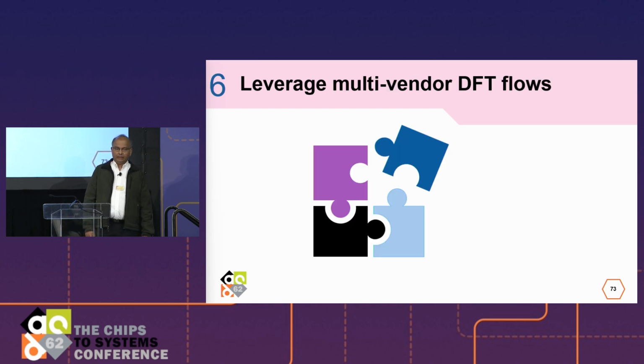Number 6, a tool that easily plugs into multi-vendor DFT flows lets designers improve test coverage by utilizing the best features across multiple vendors.